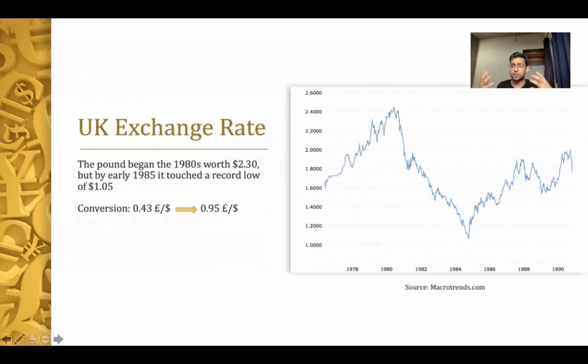Moving on to the exchange rate, which is the real thing here. So I got this number from Macro Trends. The pound began the 1980s worth $2.3, but in 1985 it touched a record low of $1.05. Now these numbers are the other way around from what we've studied in class. They're basically dollars per pound. So for the purposes of my analysis, I wanted to understand in greater depth.